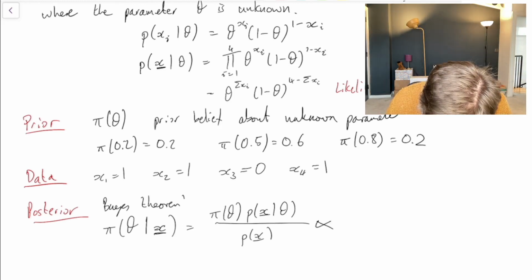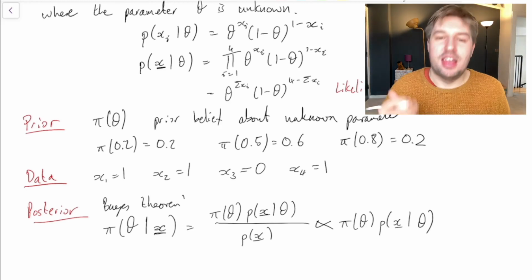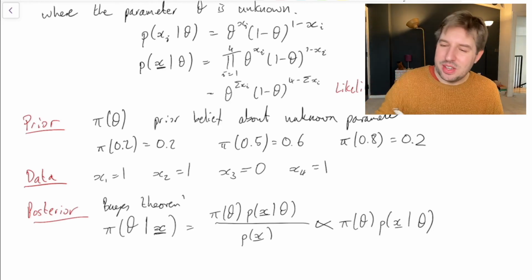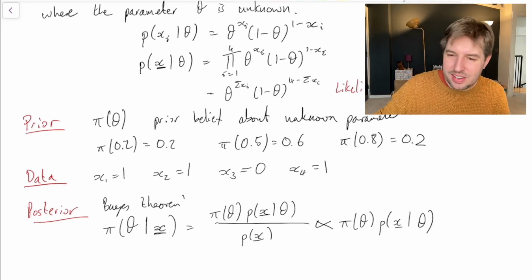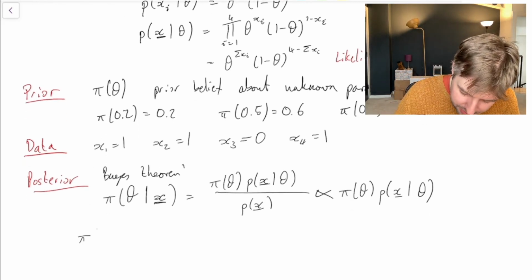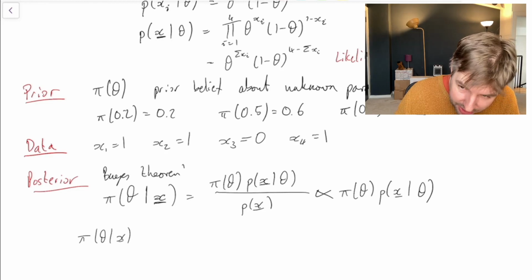We worked it out later. So you can write this as proportional to pi of theta times p(x given theta), and use our trick that, well, we know this thing's got to add up to 1, so we can find out the denominator in the end if we need to. And so we ended up with our beliefs about p(theta given x).